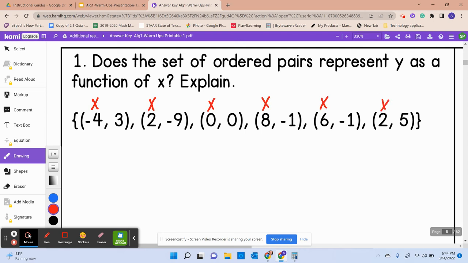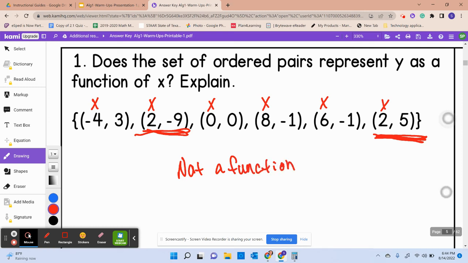So for instance, when we look here, -4 goes in, 3 comes out. 2 goes in, 9 comes out. 0 goes in, 0 comes out. 8 goes in, 6 goes in, 2 goes in. So for instance, they're saying right here and right here that on the x input, when x is 2, it's -9, and when x is 2, it's 5. So that means that when 2 goes in, two different numbers come out. So that one is not a function.